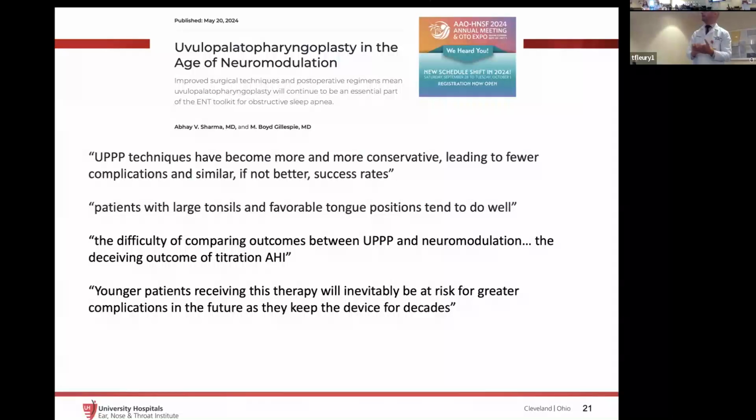I know hypoglossal nerve stimulation is really the interesting topic, but I still think that among other soft tissue surgeries, including UPPP, they still have a role, specifically if you select your patients correctly.